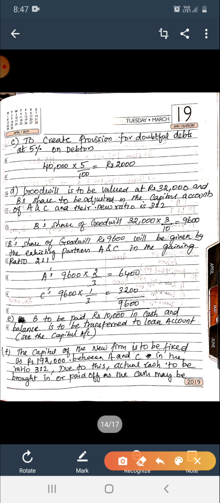Next, B is to be paid 10,000 in cash, and the balance is transferred to the loan account. That we'll see while preparing the capital account. And the next one is the last one. The capital of the new firm is given as 1,92,000. That is, fixed capital is given, and the new profit sharing ratio is also given. So with that new profit sharing ratio, we'll divide this 1,92,000, that is the new capital.